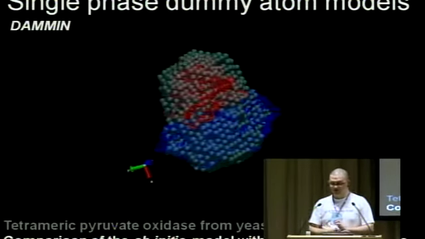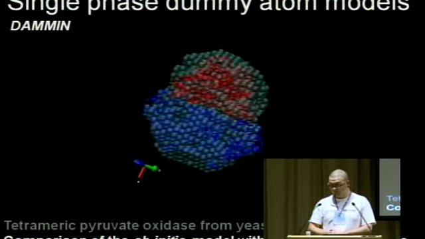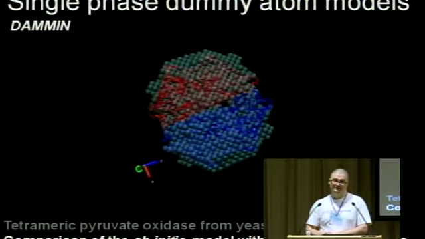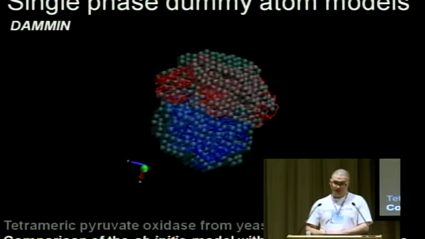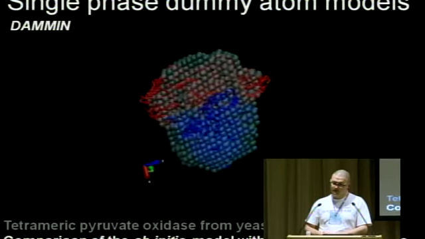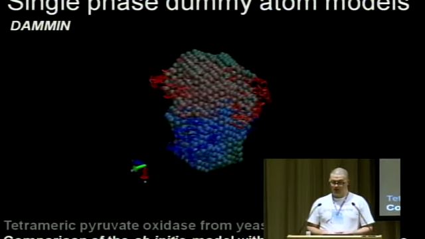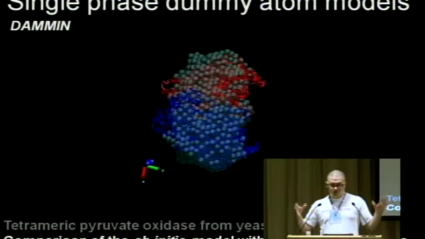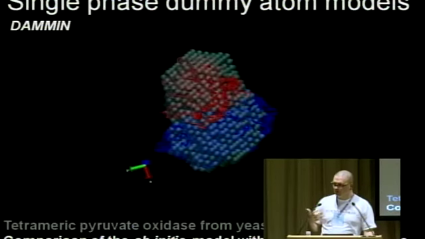So here you can see it better. This is the Damin model from this tetramer with the P222 symmetry, and in blue and red it is the same tetramer from the X-ray crystallography data. So two dimers are here in red and the other two dimers are in blue. So this actually gives you an idea how good the dummy atom model represents your protein of interest.